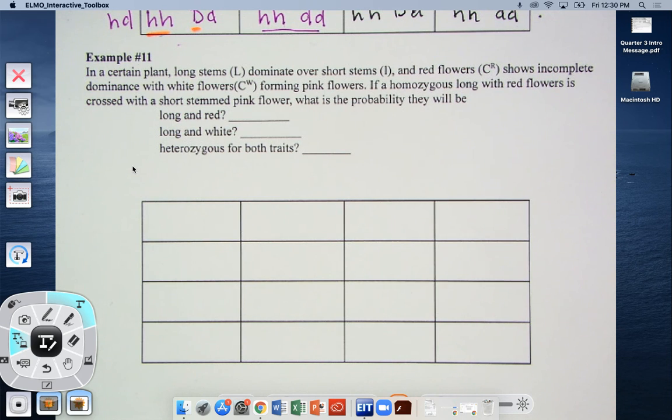So here we go. In a certain plant, long stems dominate over short stems. Red flowers show incomplete dominance with white flowers forming pink flowers. If a homozygous long stem flower with red flowers is crossed with a short-stemmed pink flower, what is the probability they will be?